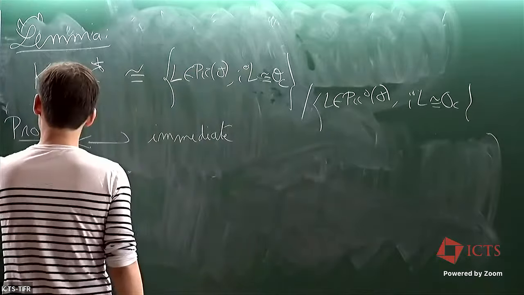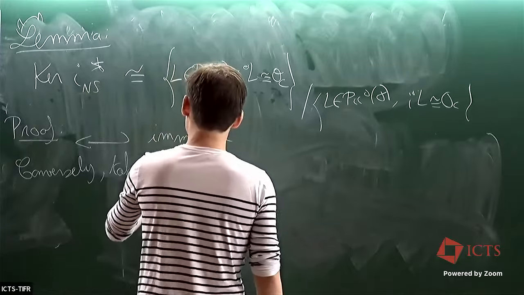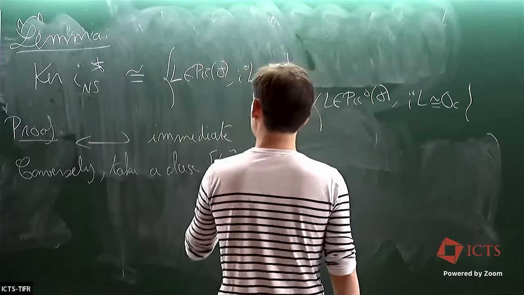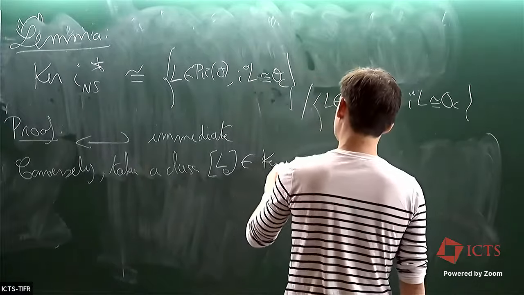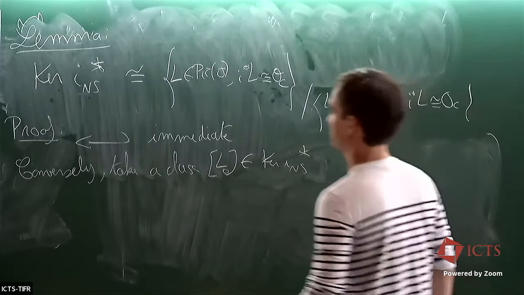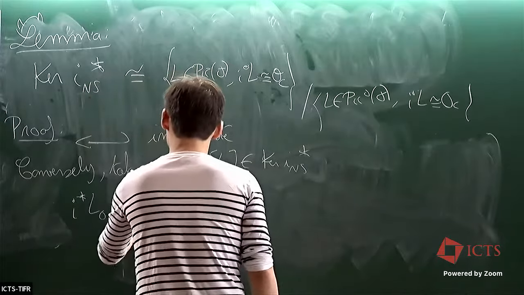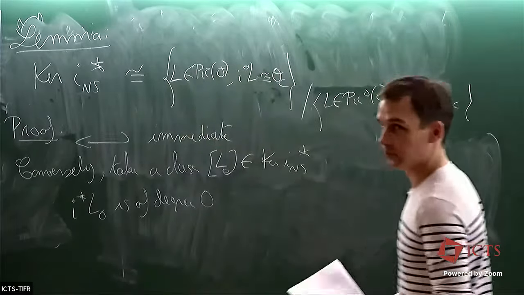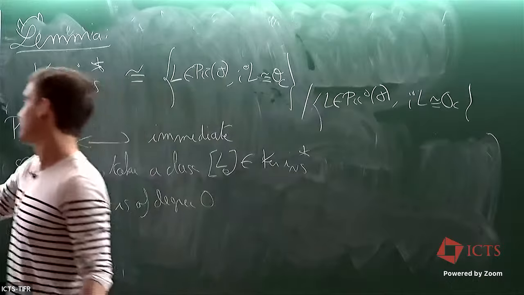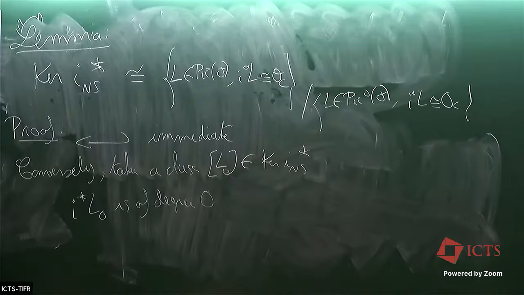And this is where it's quite interesting. Take a class L0, let's say, in the kernel. The only thing it means is that ι* L0 is of degree 0. All right, that's all. I just land here and I want degree 0. That's the kernel. I want to modify it so that it's not only of degree 0, but actually 0. How do I do that? Well, now I can remember, and that's one of the properties of Pic⁰. I know what Pic⁰ of C is.